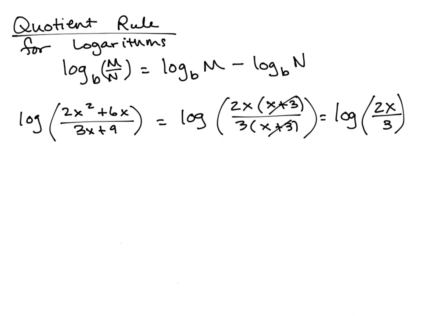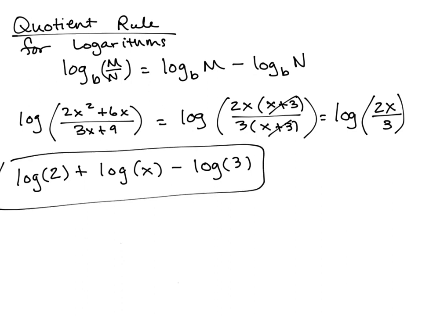Now do the quotient rule. On top, we have a 2 and an x, and they're being multiplied. So you're going to have log of 2 plus log of x. On bottom, the 3 is being divided, so we're going to say minus log 3. What's the base? 10. Notice we did not waste time writing that. Now are you ready for example 2?